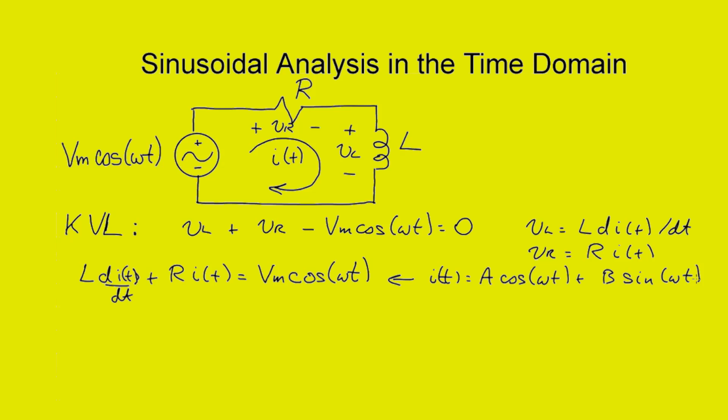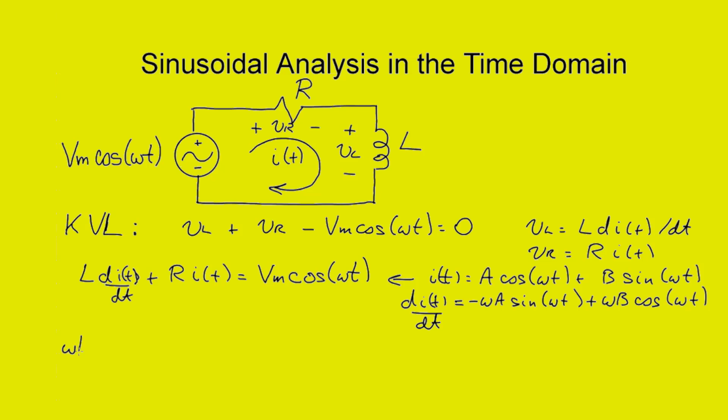Why do we assume a sine and a cosine when we only have a cosine in the function? Well, we know we're going to take a derivative somewhere along the way, and the derivative of cos is minus sine, so we might as well prepare for that at the outset. You'll notice that we also are going to need the derivative of this function with respect to time when we go to substitute it back in, and that derivative is minus omega A times the sine of omega t plus omega B times the cosine of omega t.